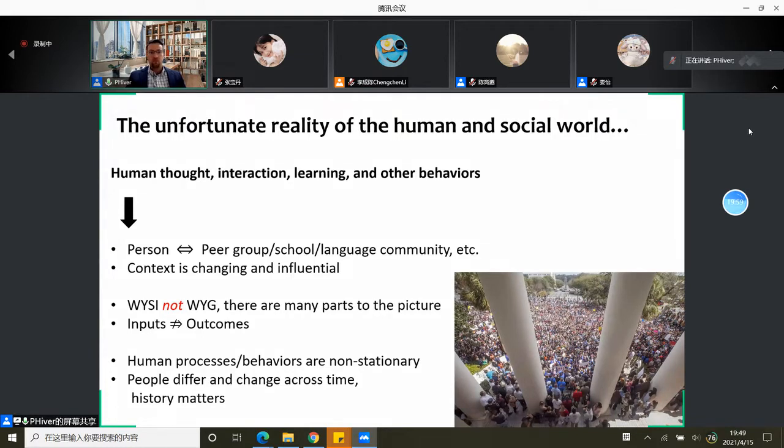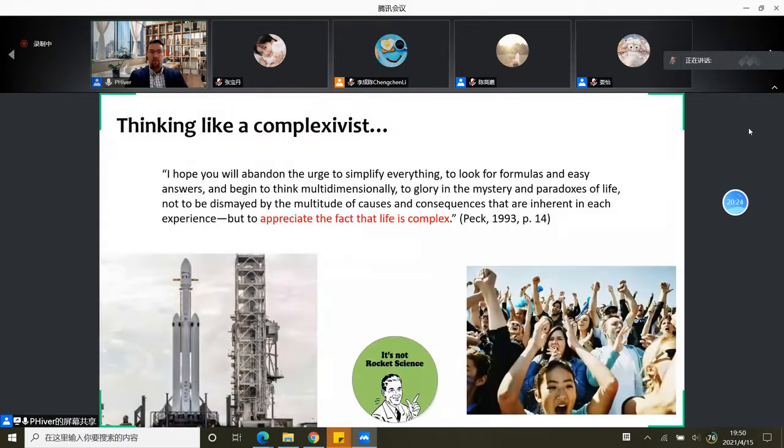So the social world can be surprisingly nonlinear because inputs don't always relate to outcomes in simple, proportionate ways. And then to top it all off, processes that relate to human behavior are nothing like a rocket. People change over time. History matters. So the human world is complex and dynamic. So those are a lot of assumptions to work with.